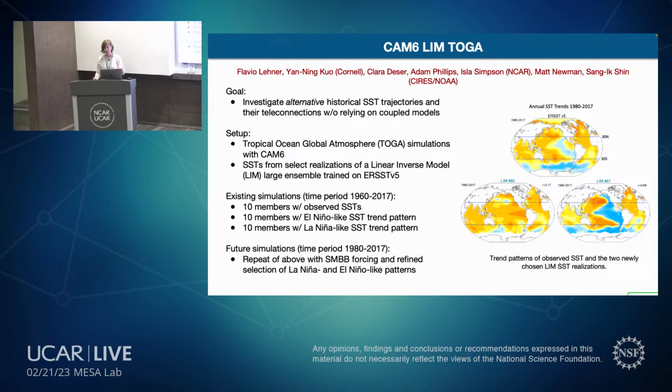So this is using synthetically generated histories of sea surface temperatures, using a linear inverse model to sample what could have been in the past, and taking extreme members, ones that give you more warming in the tropical Pacific and ones that give you more cooling, to see what the impacts of those different outcomes of variability would be, particularly on North American hydroclimate. So those are underway, and we'll probably make those available when Flavio has written his paper about these.